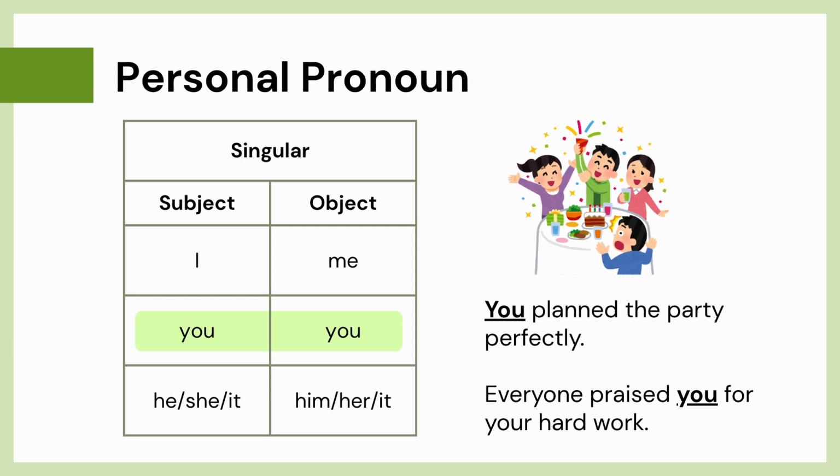Now, let's compare that to the object. Everyone praised you for your hard work. What do you think is the subject here? Everyone. What did everyone do? Praised you. So you is the object here because it receives the action. Everyone praised you.